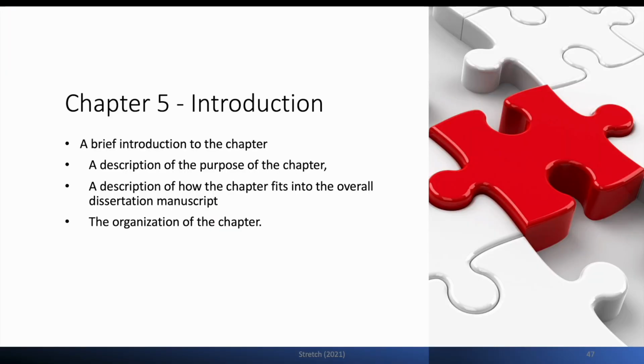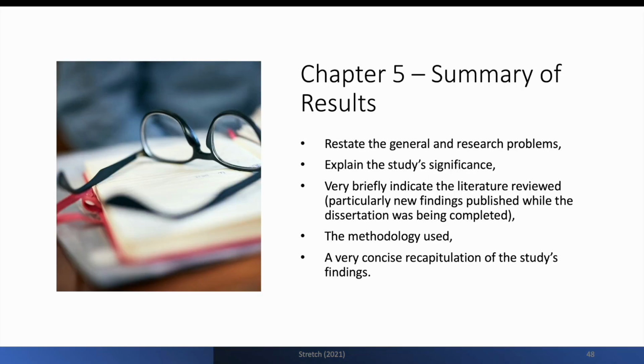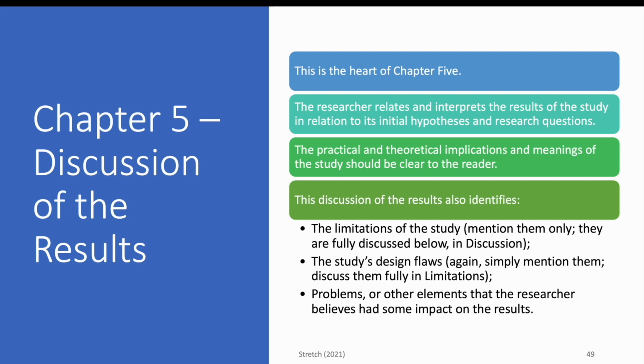Chapter 5 is, again, a new chapter, so you're going to give a description of the chapter. You're going to orient the reader to the chapter, the purpose, the research question, the hypothesis, any acronyms, and how the chapter is going to be organized. You're going to begin by providing a summary of the results. What are the research problems, research purpose, the significance, what was the methodology used. So a very concise summary of everything that's happened up to this point.